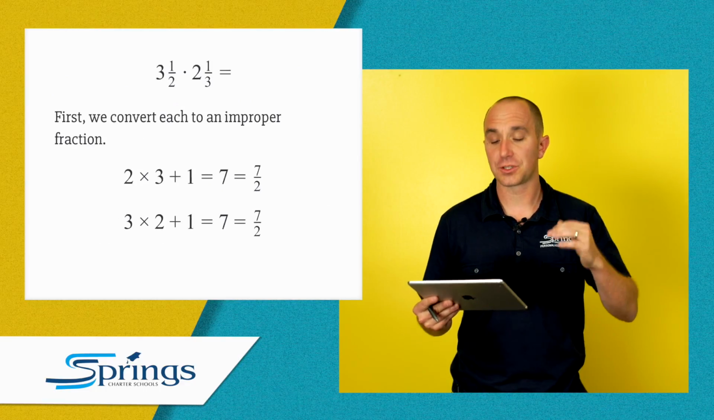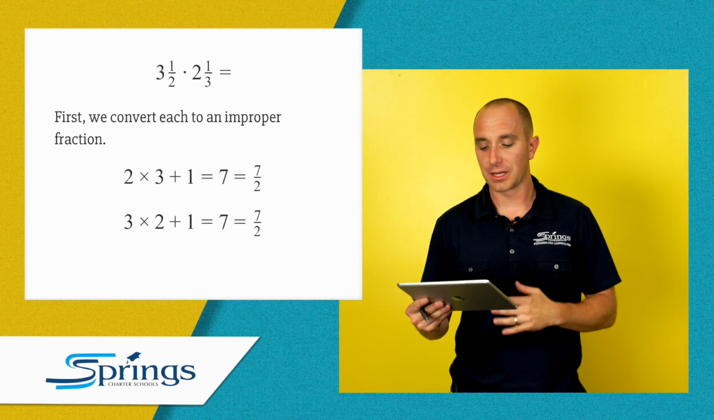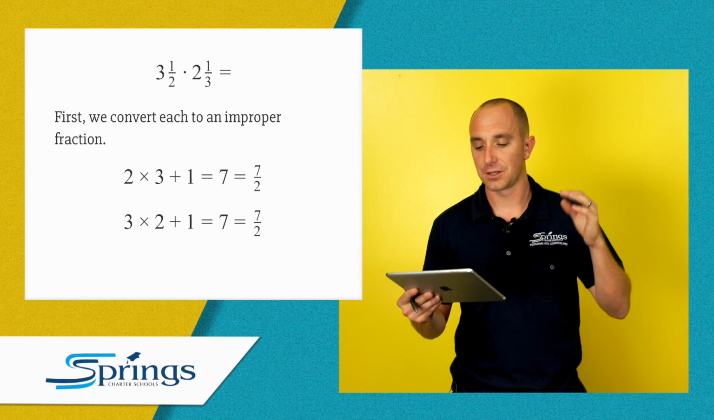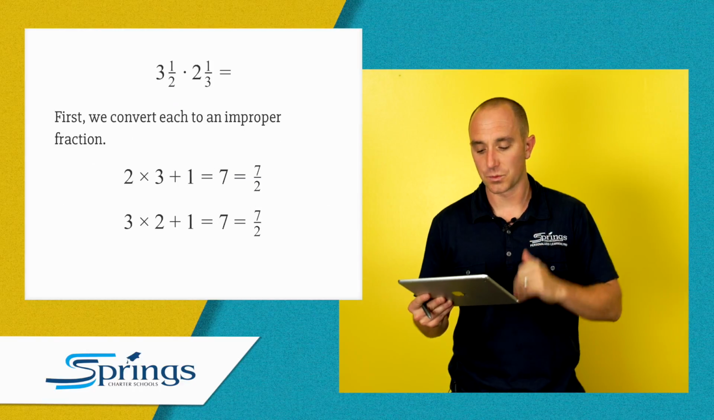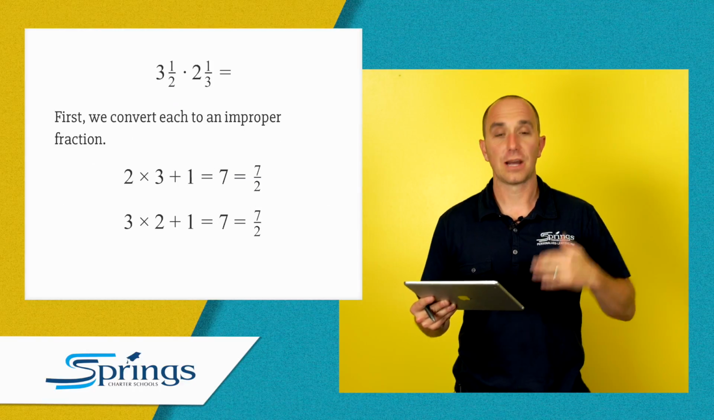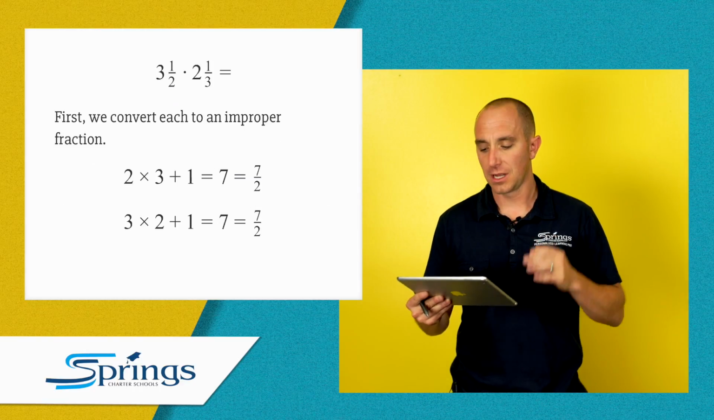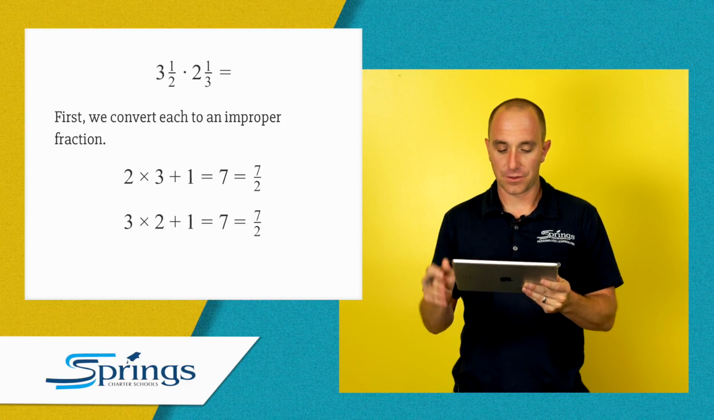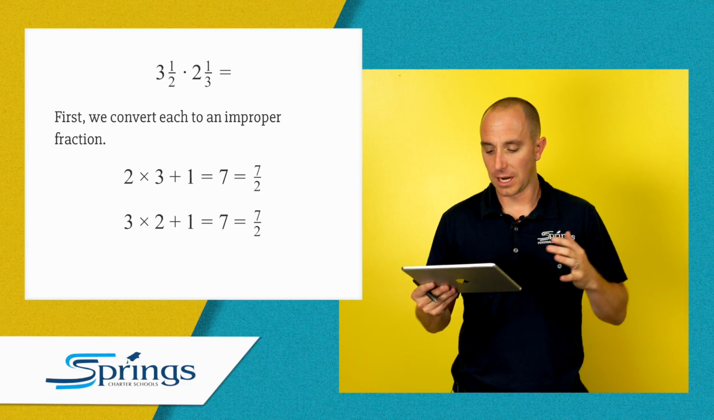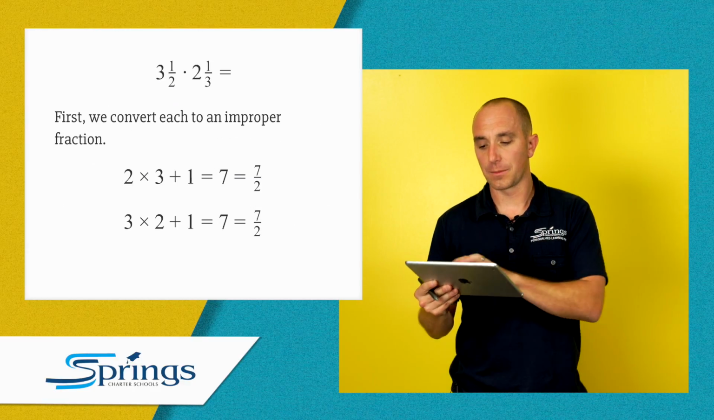Okay, so let's look. 3 1/2 times 2 1/3. So first we convert each to an improper fraction. We take our denominator 2, multiply it by our whole number 3 in our first fraction, of course. Plus 1 is 7 over 2, and we're going to do the same thing with 2 1/3, and we're going to get 7 over 3. Okay, so you can see I kind of wrote it wrong, but you guys get the idea.